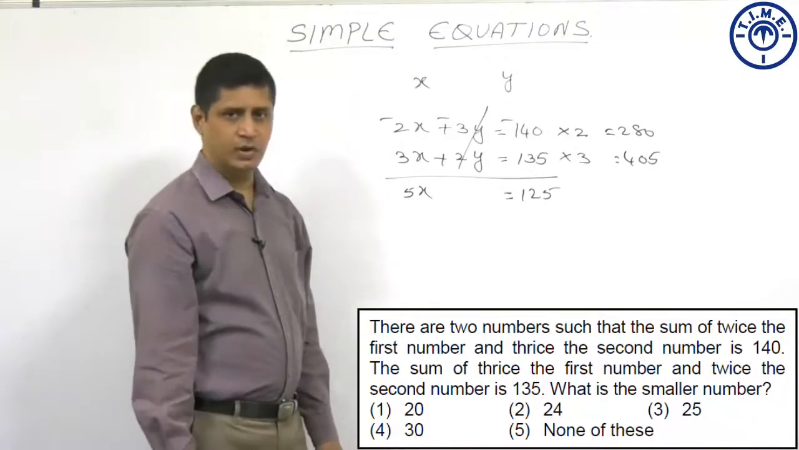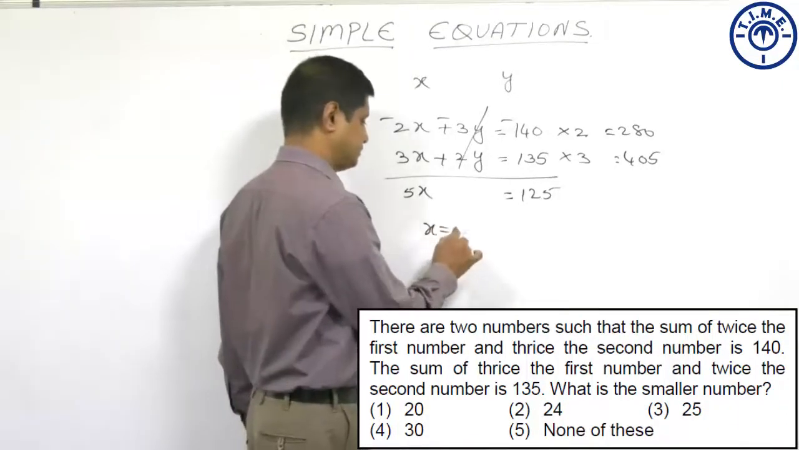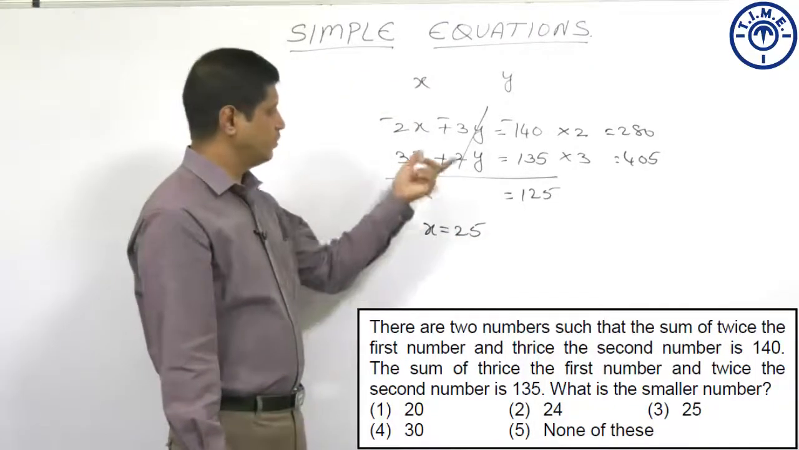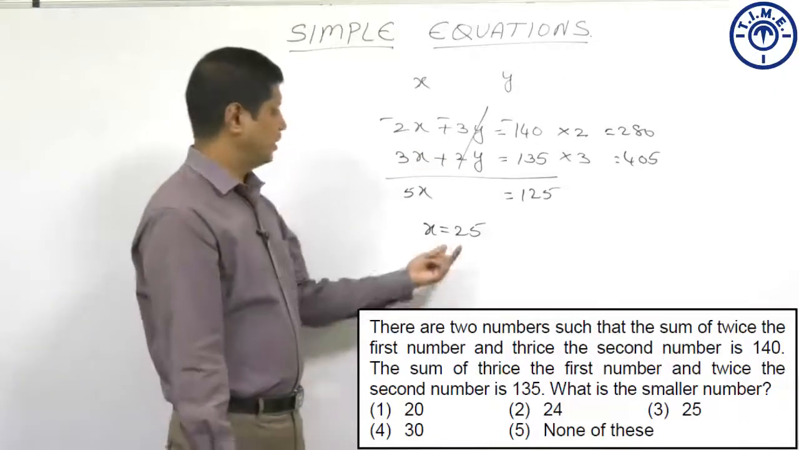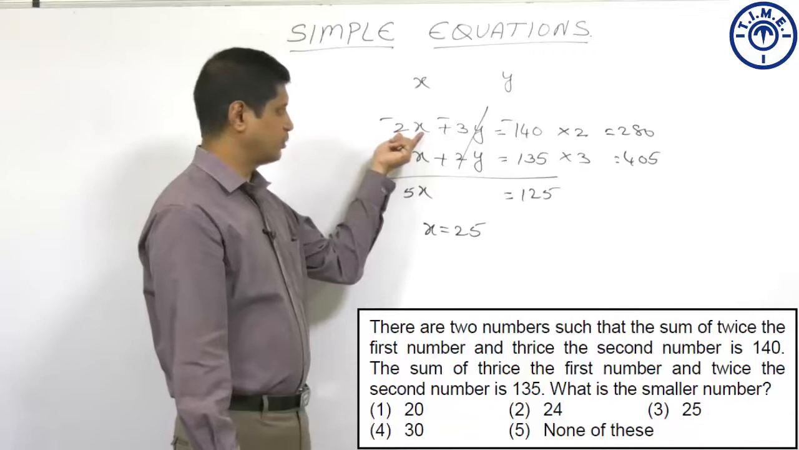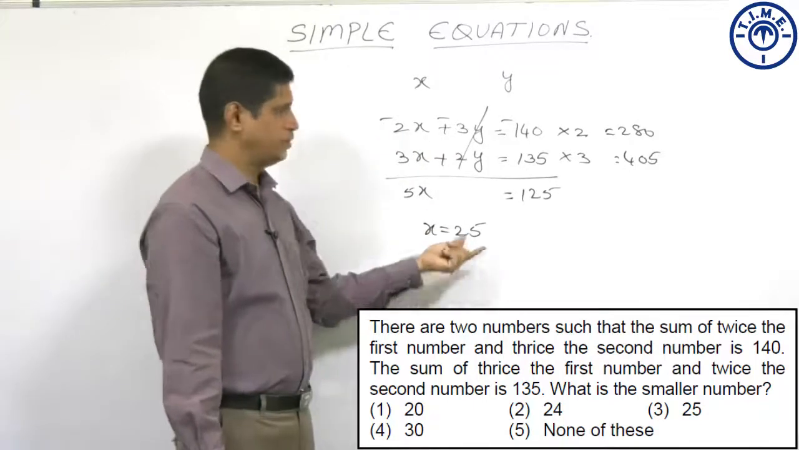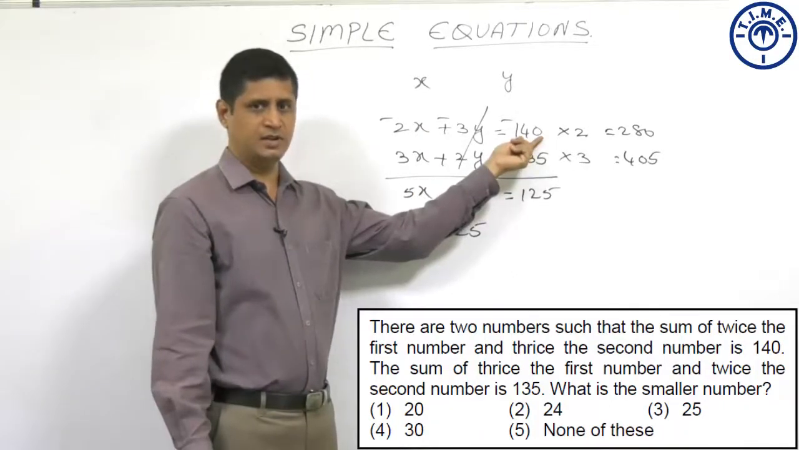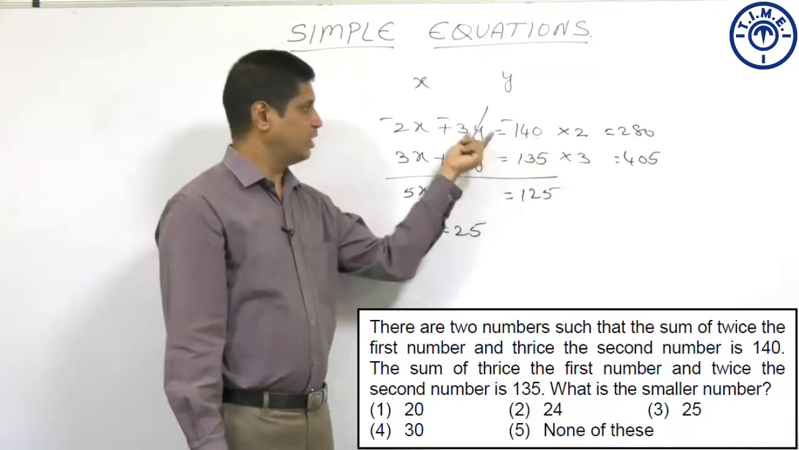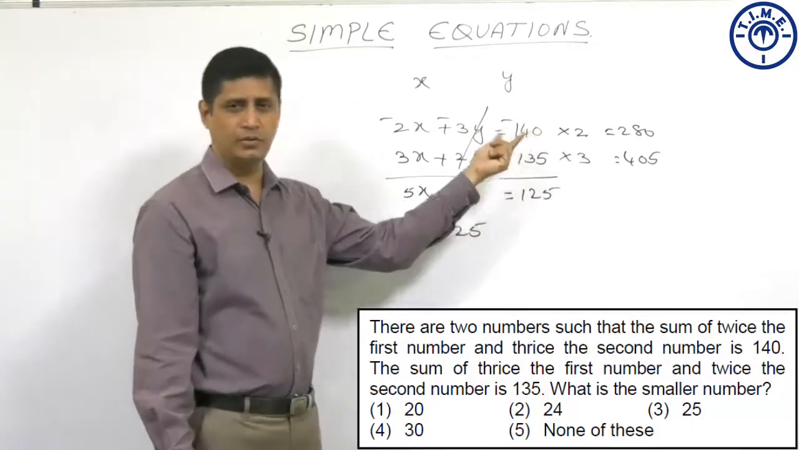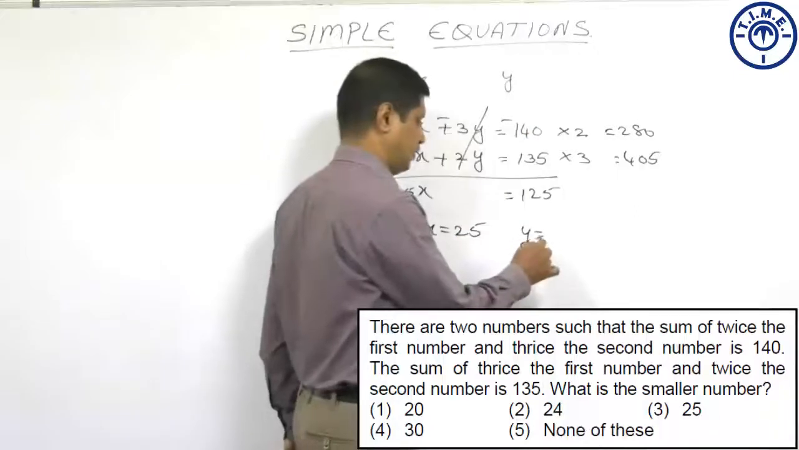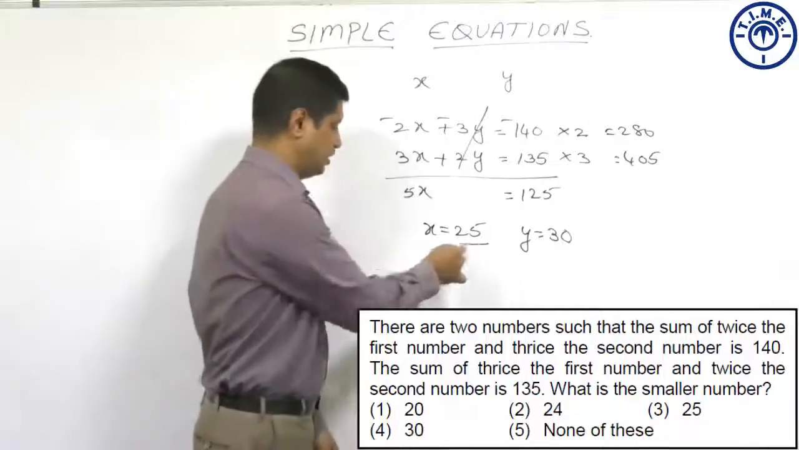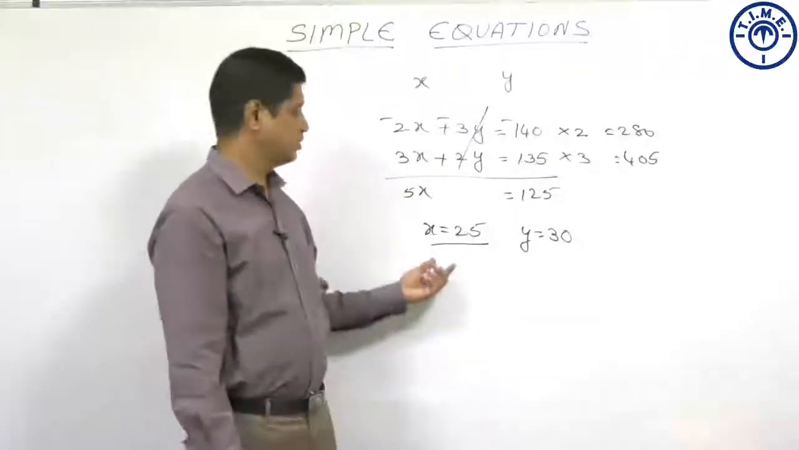The difference in these two values is 125, so the value of x is 25. When the value of x is 25, now find the value of y. What is the result? I am substituting here, 2 times 25 means 50. Subtract 50 from 140, 140 minus 50 results in 90. Now, 3y is equal to 90, which means the value of y is 30. The value of y is 30 and the value of x is 25. So, which is smaller here? Smaller is 25, option 3.